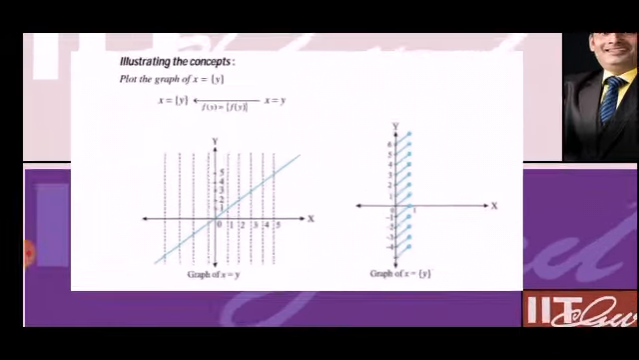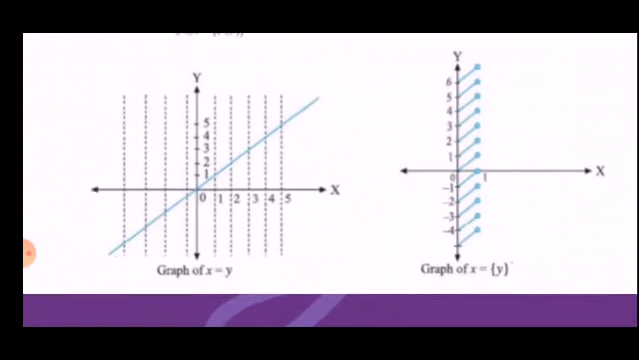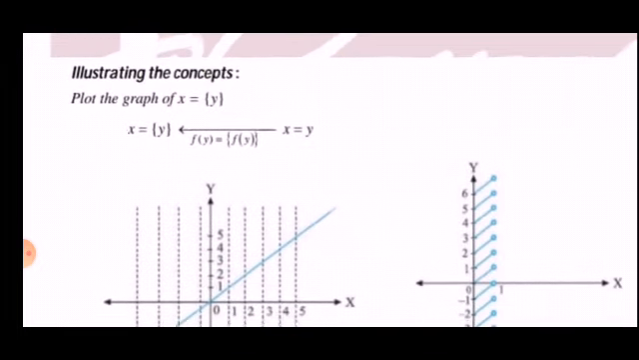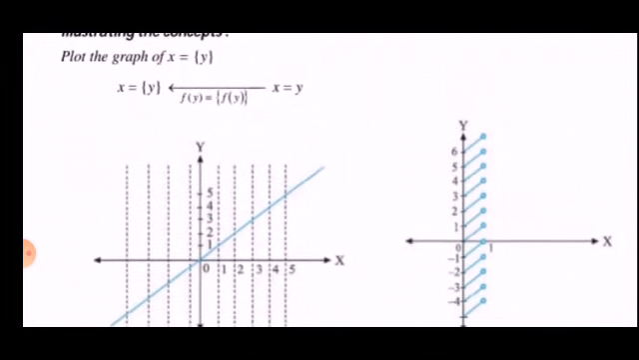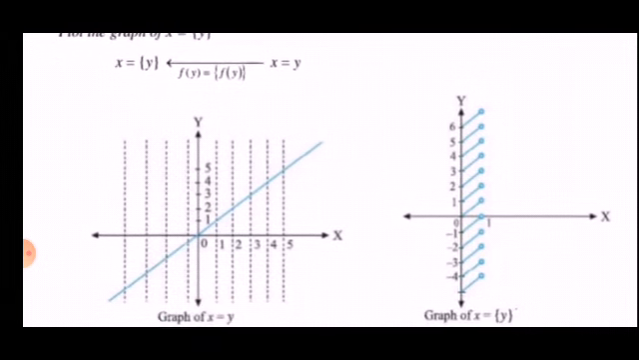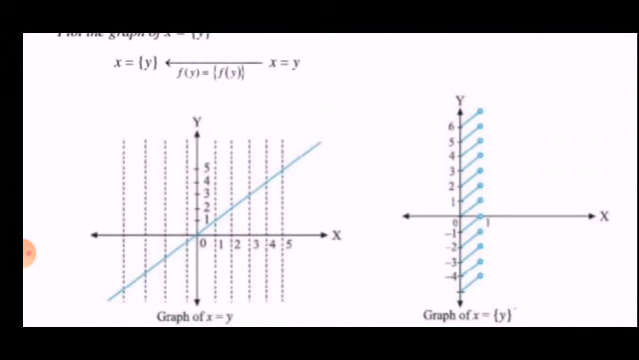Right? Let's see this graph. x equal to fraction part of y. How to find? For x equal to y, you have to draw the line y equal to x, the line passing through the origin making an angle of 45 degrees from the positive x-axis. And for x equal to fraction part of y, we have to consider the graph which is lying between 0 to 1.